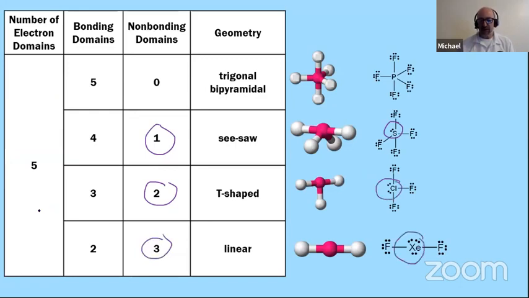Even though we have 3 lone pairs of electrons on the central atom, the reason why this is not bent is because they all orient themselves in these positions and they separate from each other to be as far apart as possible. And then the molecule itself adopts this linear shape.